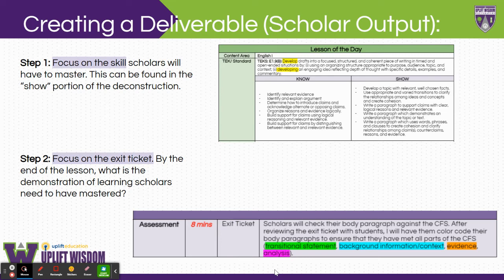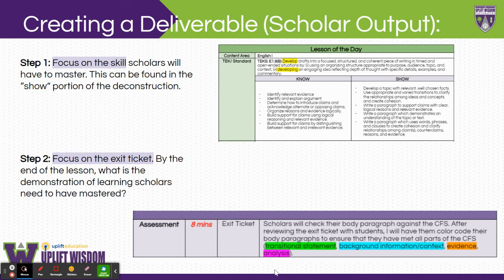Scholars will check their body paragraph. So we're spending this day in class writing a body paragraph against the CFS. And we'll come back to what a CFS is, okay? After reviewing the exit ticket with students, I will have them color code their body paragraphs to ensure that they have met all of the CFS.